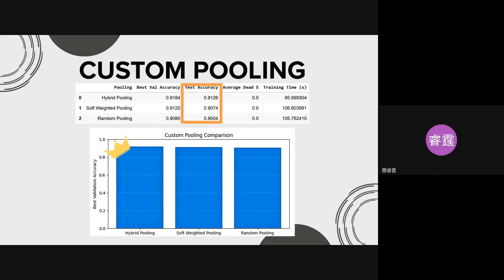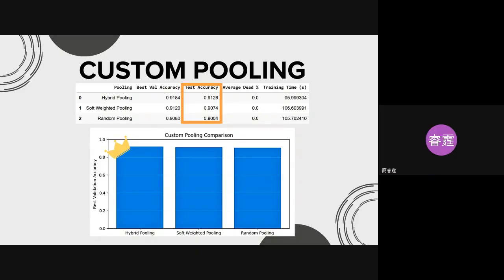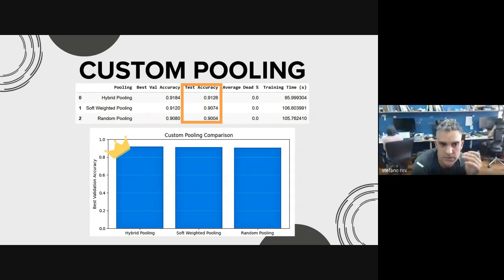Okay, it makes a little more sense now. It will keep the strongest feature. So you can see that you have better accuracy but lower training time. Okay, good. Exactly, now it makes more sense.